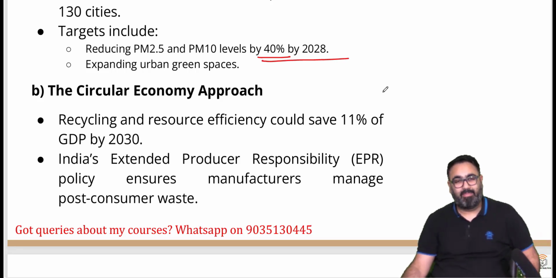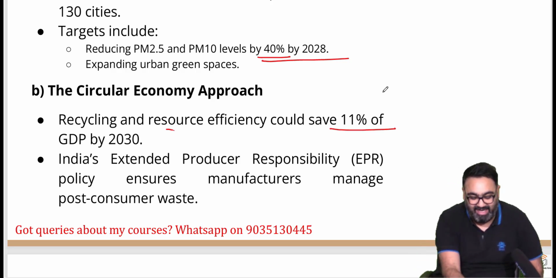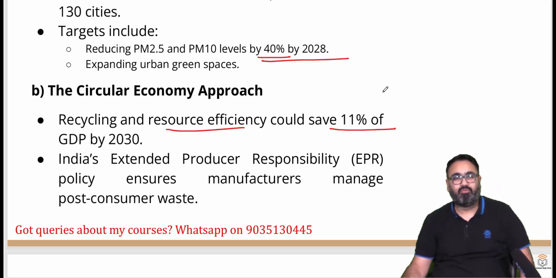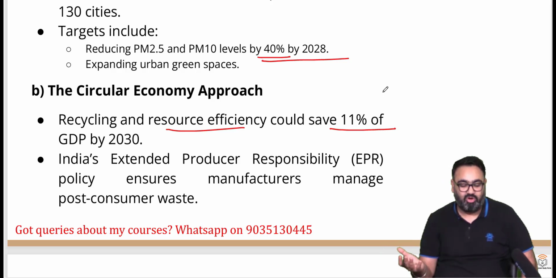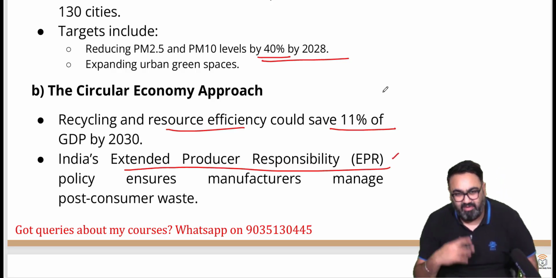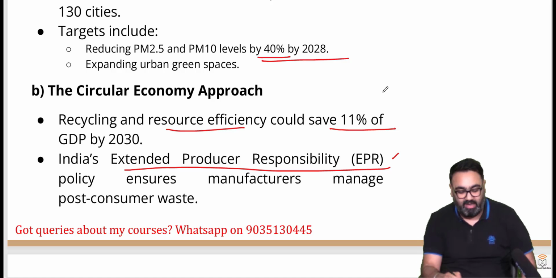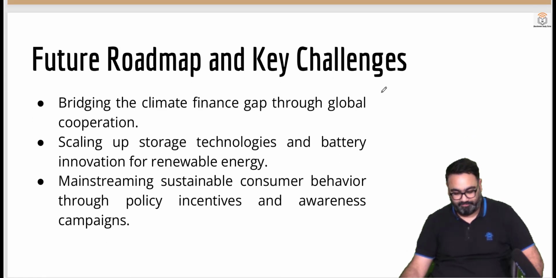The government says that by 2030, we could save 11% of our GDP by being recycling and resource efficient. For example, the LEDs that you have at your home, once they expire or are out of their life, what do you do with them? You can't recycle them. So the government has put the responsibility on the producer. Like if it's a Philips LED, it is their responsibility under the extended producer responsibility policy that they will be the one who has to recycle it and not the consumer.